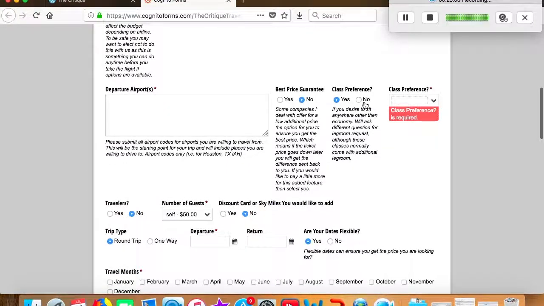Okay, so if this is not for you, again, like I say, click no, that goes away. Okay, so travelers, here is where you're going to list how many people will be traveling with you. And this is where I said I charge a booking fee per person.